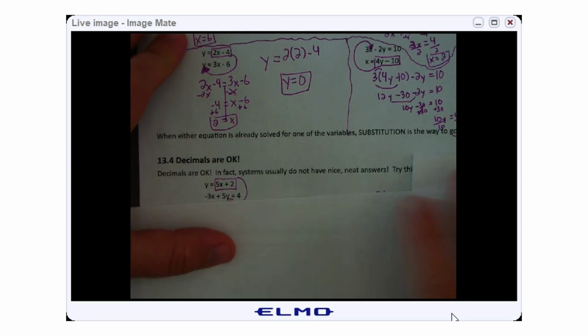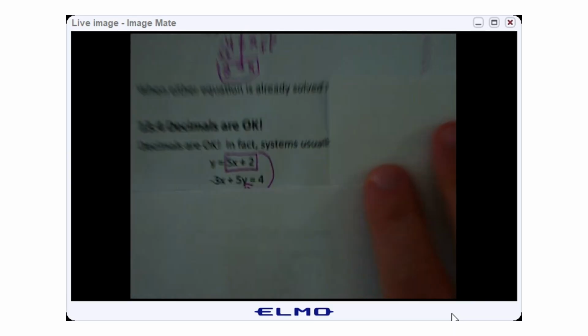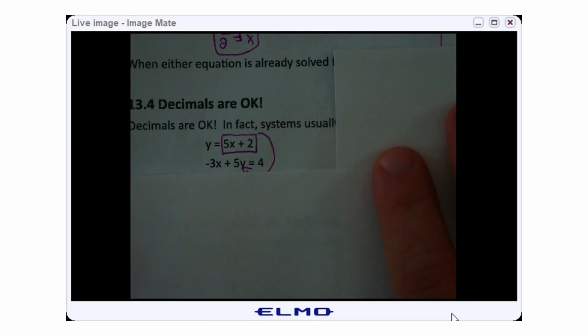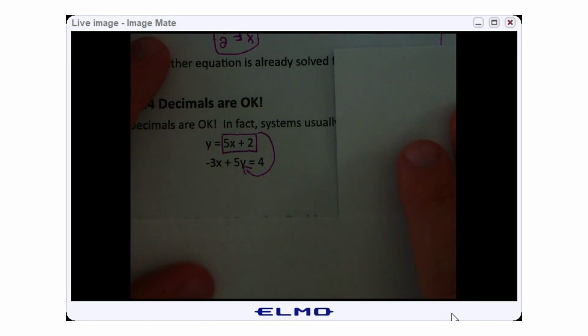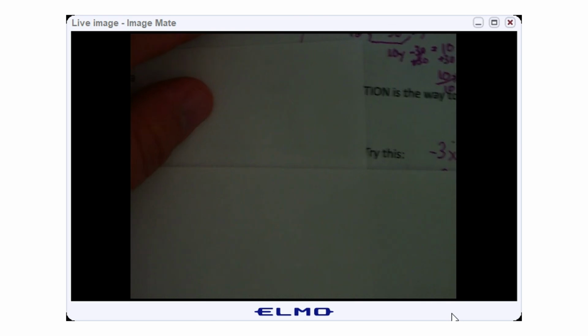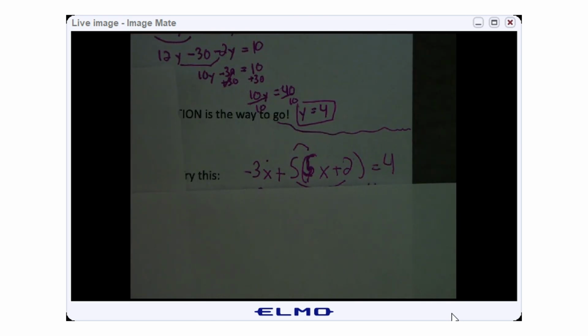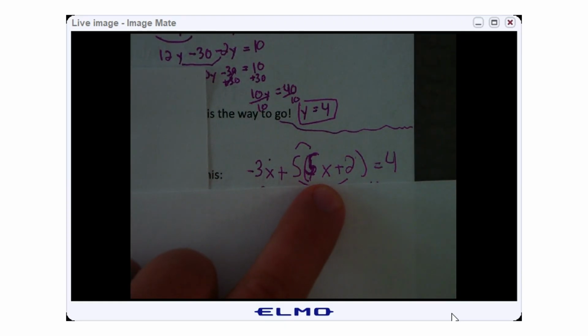Right, we have another system here. Again, this one says y equals something. So what I can do is take what y equals, the box on the top, bring it down into my other equation right here for this y, and replace this y with what's in the box. It's going to look a little something like this equation. So I replaced the y in this equation with the 5x plus 2.